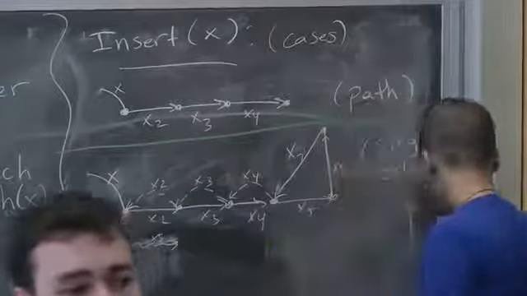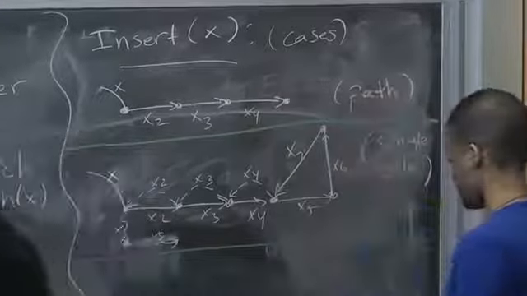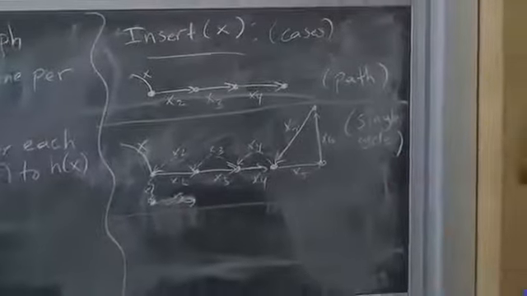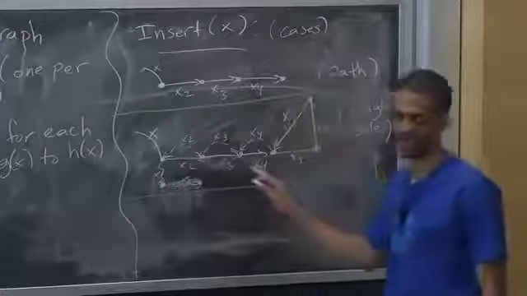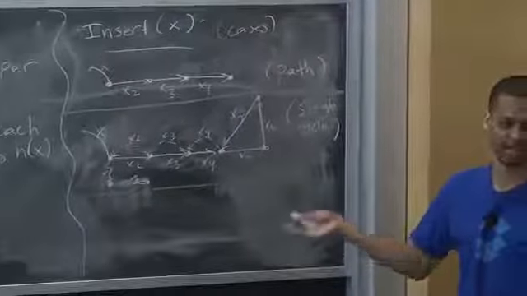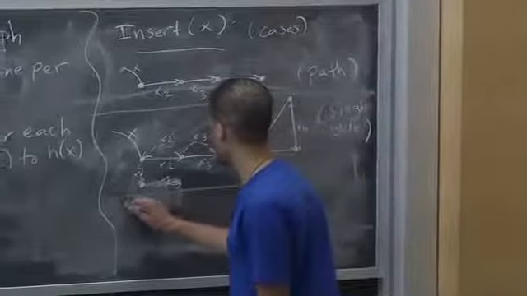Okay, and then there's one more case that I want to draw, which looks a lot like this case, but more problematic. So this is an okay case, right? Just because there's a cycle in this graph doesn't mean we're in trouble. But now, suppose this happens.